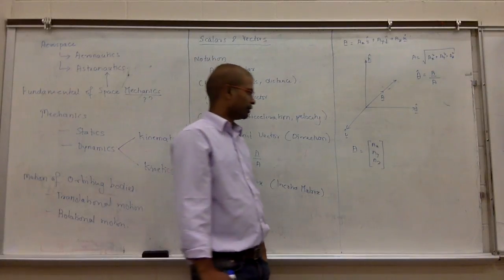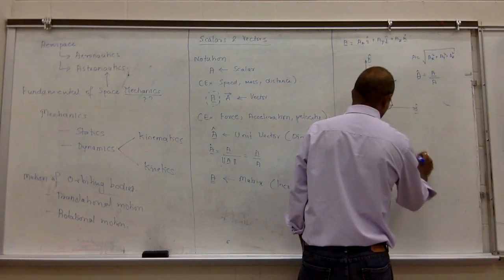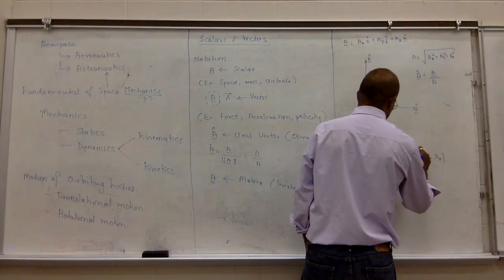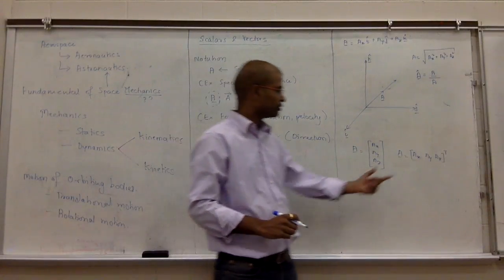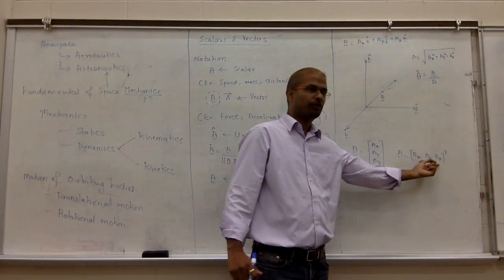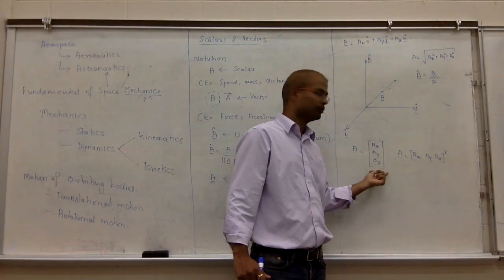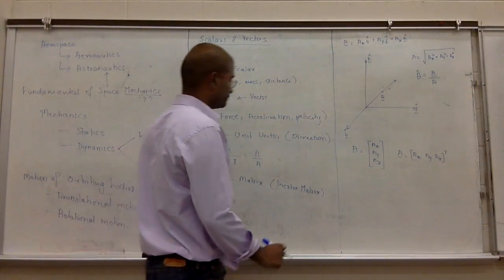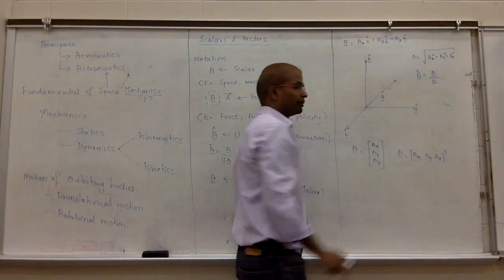Or we could also represent it like this: ax, ay, az as a row, which means this is the transpose of this. You understand what a transpose is? You switch the rows and columns. So this is equal to this. All of these represent this vector A.